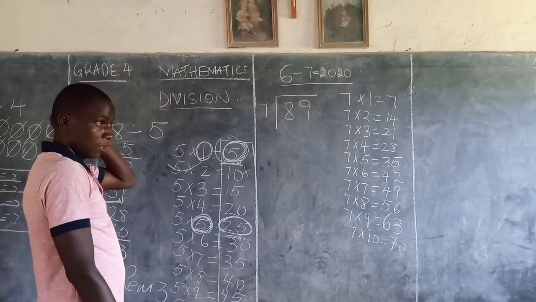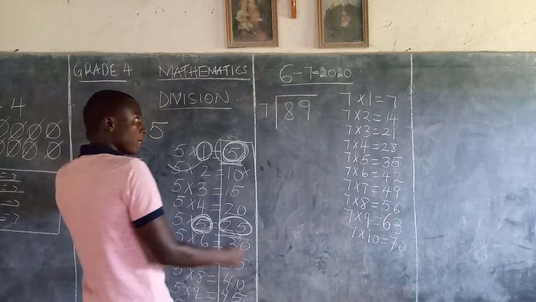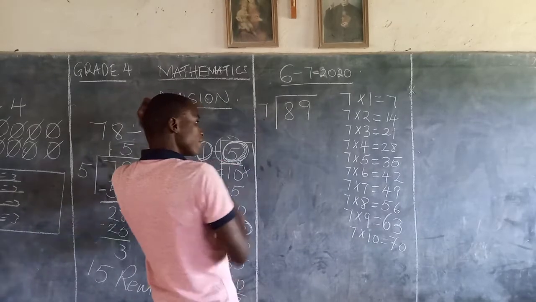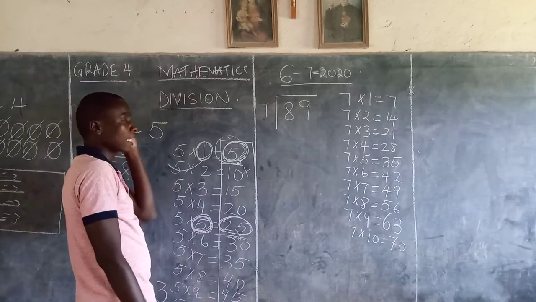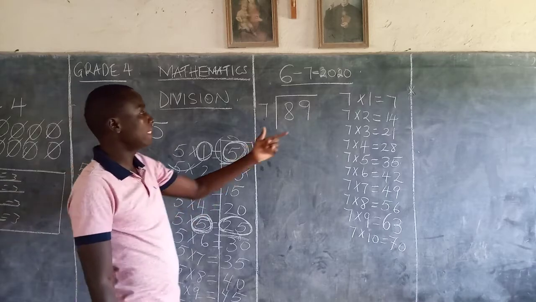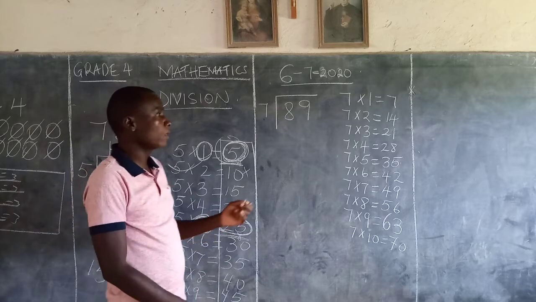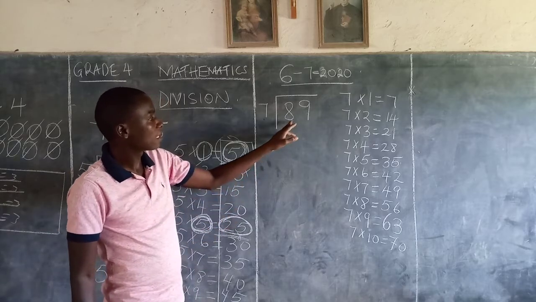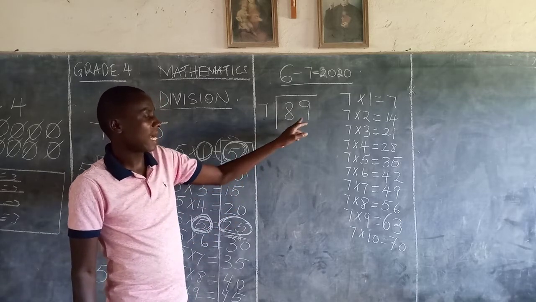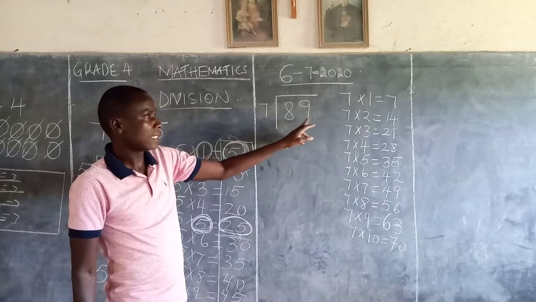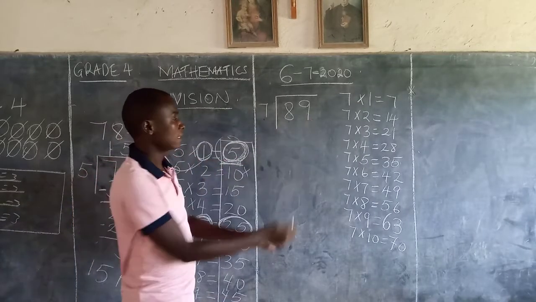Once you have your table, come to your number. We are dividing 89 by 7. 89 is a 2-digit number. You split it into single digits. Into single digits, we are going to have 8 and 9. Split it.